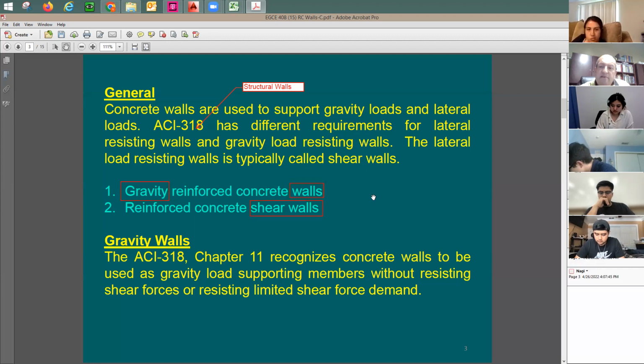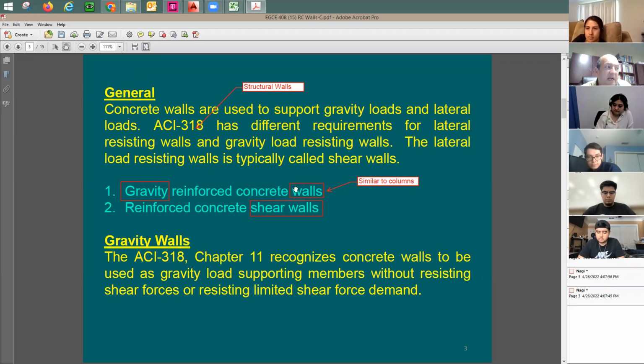Gravity walls means walls supporting gravity loads. Gravity loads give you like dead load and live load, any weight of any object, and it's going to be supported by the wall. So it's going to be basically like a column. I'm going to say here similar to columns. Professor, gravity walls are the same as like bearing walls? Yeah, this is correct, but it's going to be made out of concrete.